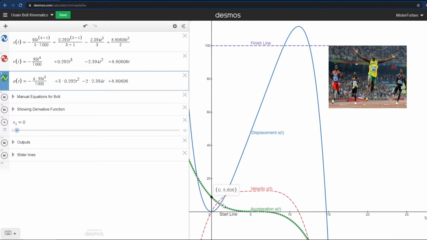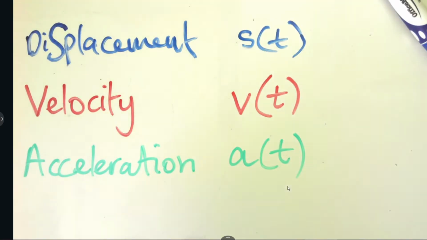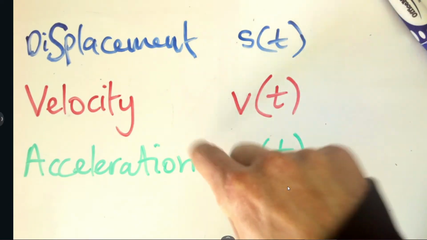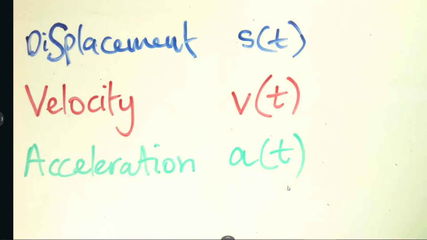As long as his acceleration is above 0, his velocity is increasing. And then there's a point where he hits max velocity and he actually starts to decelerate or slow down up until this point. Now, the interesting thing about kinematics is that these three things are related to each other.